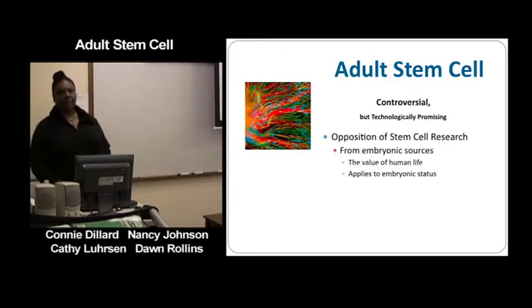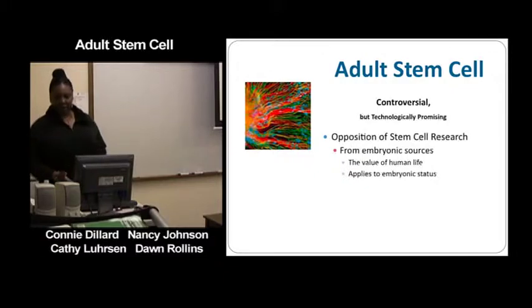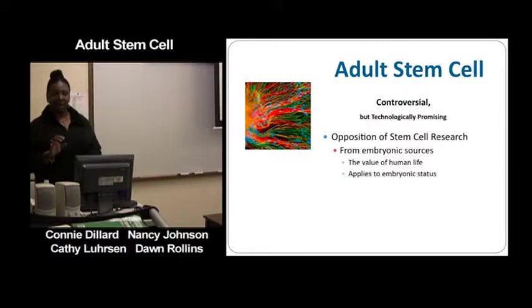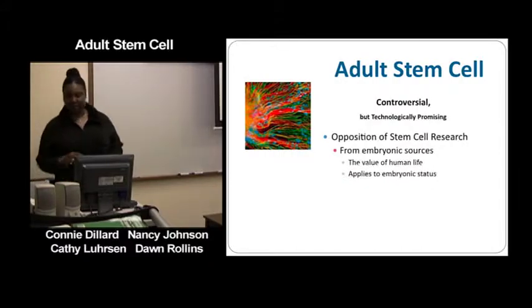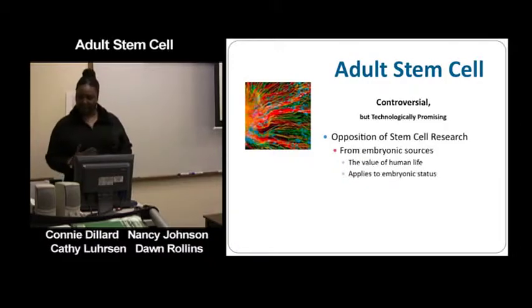So many people who oppose the idea of embryonic stem cell research argue that the value of human life applies to embryos, even though they're just small groupings of cells that really don't have a brain or organs developed yet. But they argue for the value of life. They feel that life is a life even if it's an embryo.